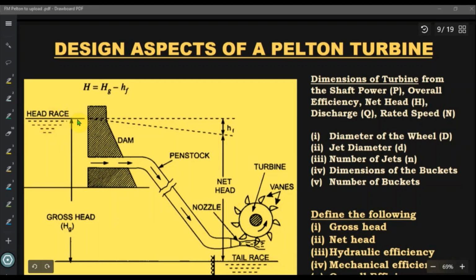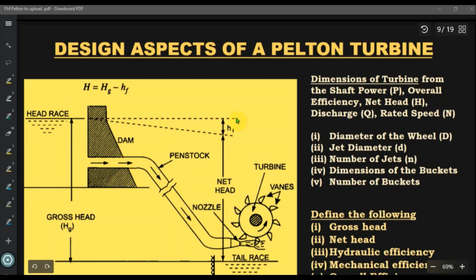The vertical height difference between the head race and tail race water levels is known as the gross head, usually denoted by Hg, and the net head available at the turbine inlet to produce useful work is denoted by capital letter H. There will be a head loss during the flow of water through the penstock. Let us denote it by Hf. So Hf is the frictional head loss during the flow through the penstock.